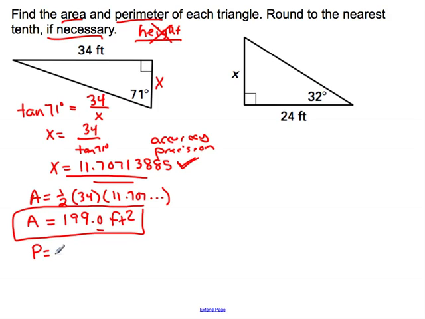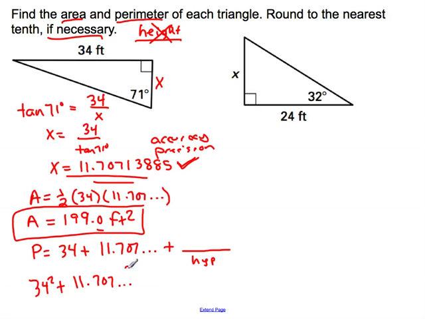Next, it says the perimeter. So I'll basically take 34, add to it this 11.707 number, and then I'll have to add my hypotenuse. So I have to find my hypotenuse in some way. Using the Pythagorean theorem, we'll say that 34 squared plus my 11.707 number squared has to equal my hypotenuse squared. In other words, your hypotenuse is equal to the square root of 34 squared plus 11.707 squared.